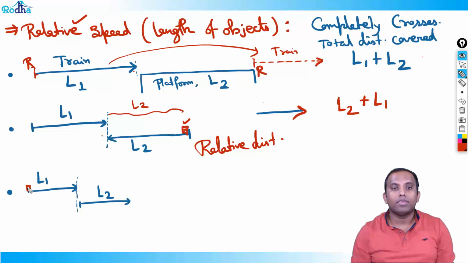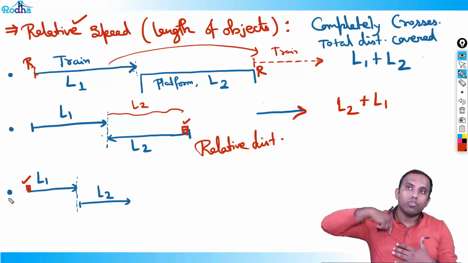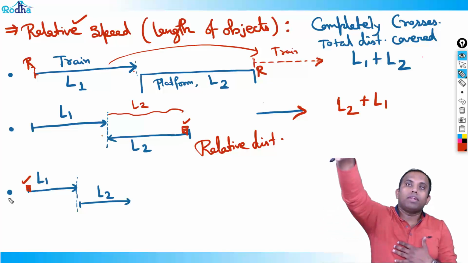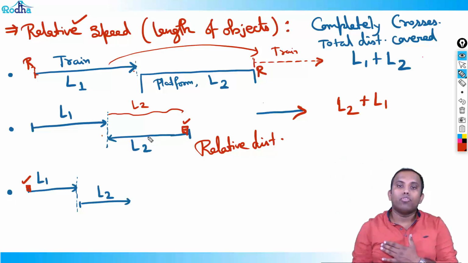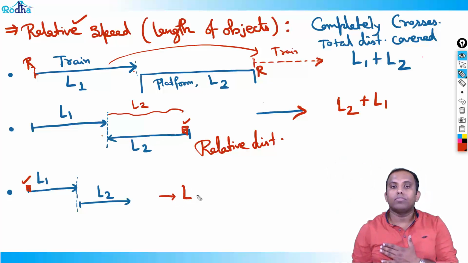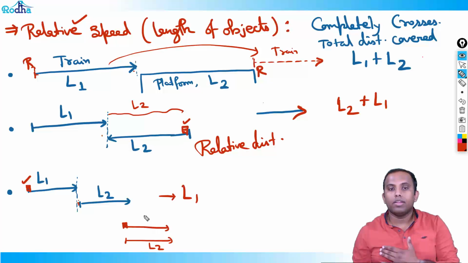From this point, suppose you are at this rear end. If you are sitting at this rear end, what you will see is that the other train is at a distance of L1 from me, that is the length of my train. So first you have to cover a distance of L1 to reach the back part. Let's say this is the situation here: the other train has length L2, your train has length L1, and you have come here. This is the next situation.